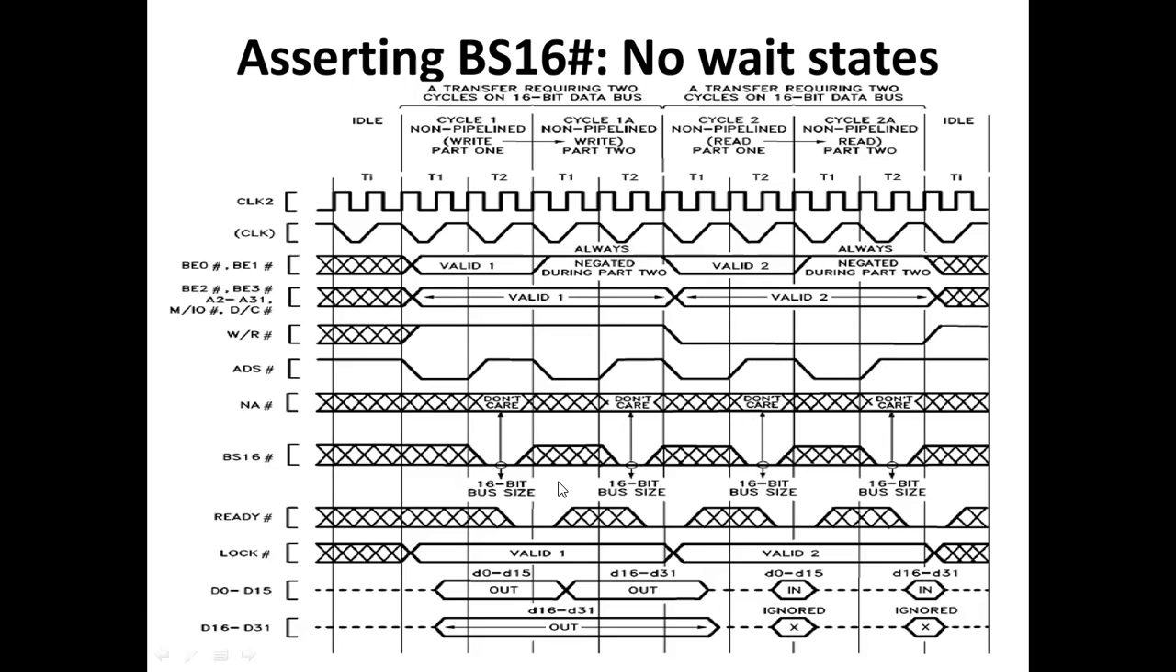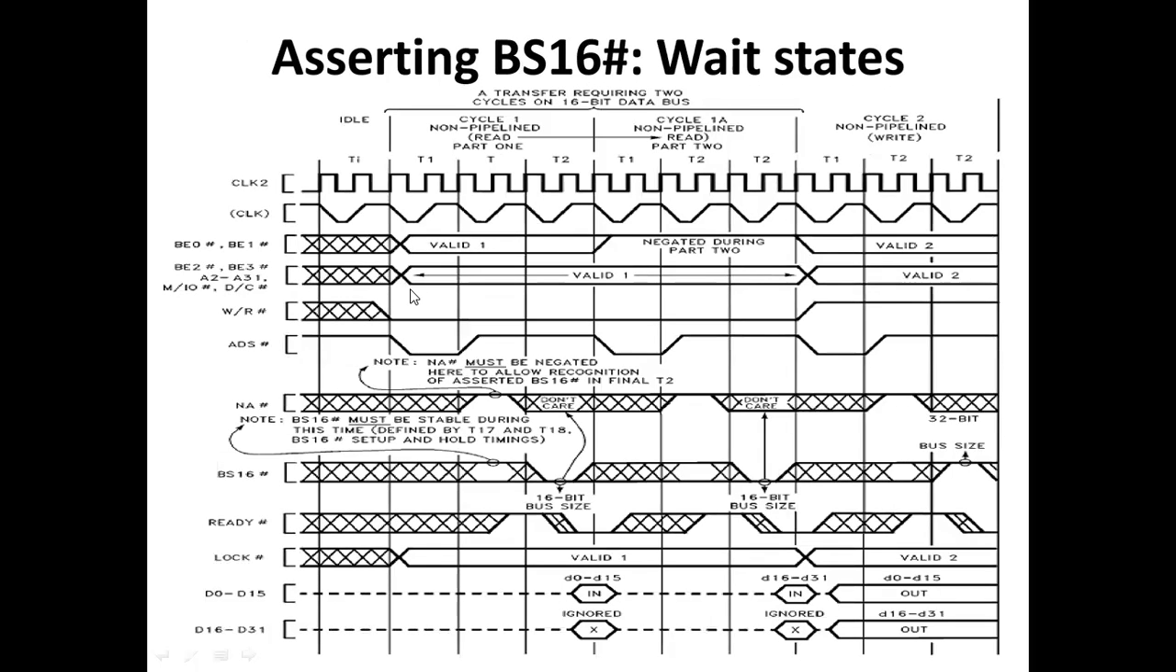LOCK, D0 to D15, D16 to D31, that is the data bus signals, which are shown asserted. BS16 asserted in a wait state as shown again in the figure. NA must be negated here to allow recognition of an asserted BS16 in a final T2 signal, whereas BS16 must be stable during the time defined by T17 and T18 of the BS16 setup and hold, as shown in the figure. A transfer requires 2 cycles on a 16-bit data bus.